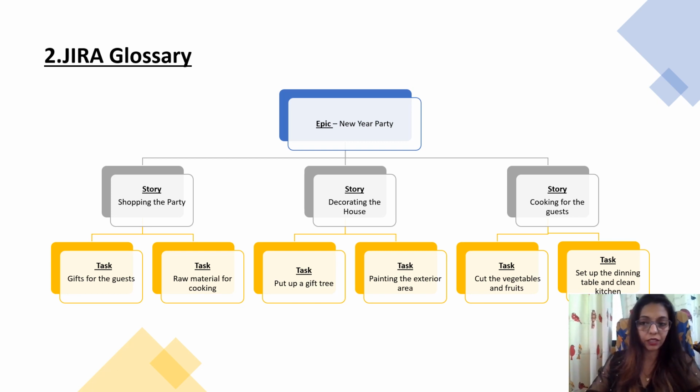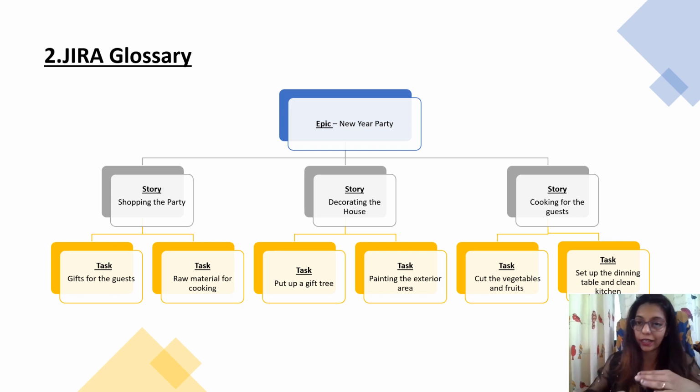Now we have got everything, we have shopped. Now first is decorating, putting up a gift tree. That is one of the tasks in that story. Second task is painting the exterior area, or you can put some combinations, some matches just to decorate the pieces. Okay, third story will be cooking for the guests. So in that also there are two tasks.